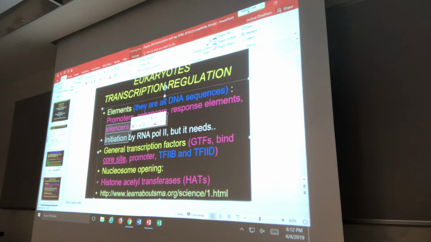Silencers are specific sequences that, when a transcription factor binds to them, inhibit transcription of a gene. I may not have told you guys that, but transcription factors don't always activate transcription. There's a small subset that, in certain conditions, will actually turn off transcription. Those are transcription factors that bind to silencer sequences.